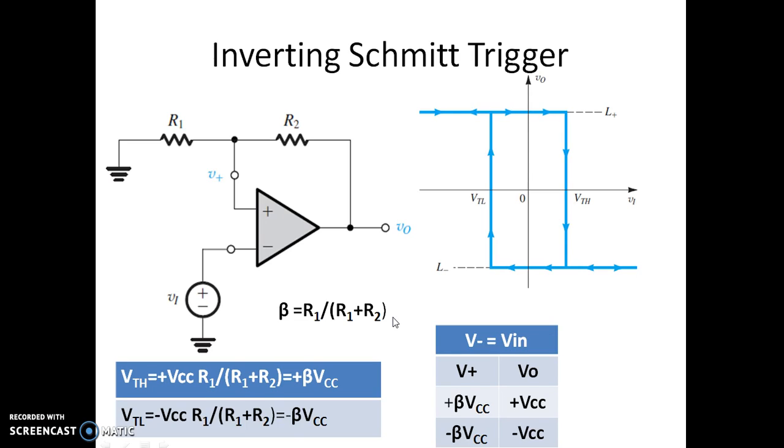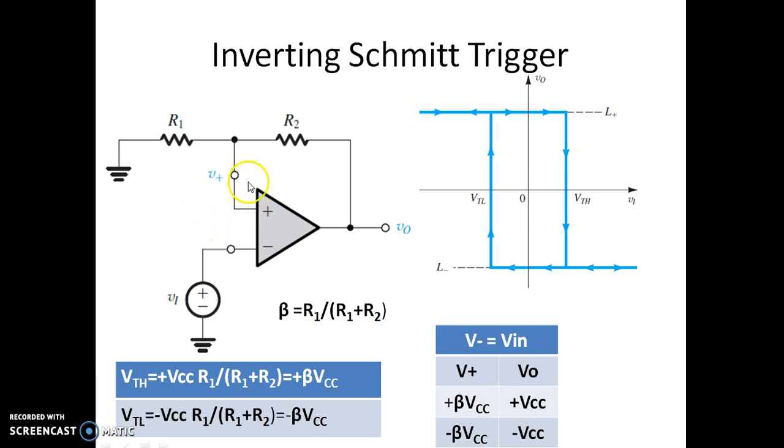So this is an inverting Schmitt trigger. You can see here the op-amp is provided with positive feedback. We all know that with positive feedback provided to the op-amp, the expected output voltage will always be plus Vsat or minus Vsat, depending on whether V plus is greater than V minus or V minus is greater than V plus.